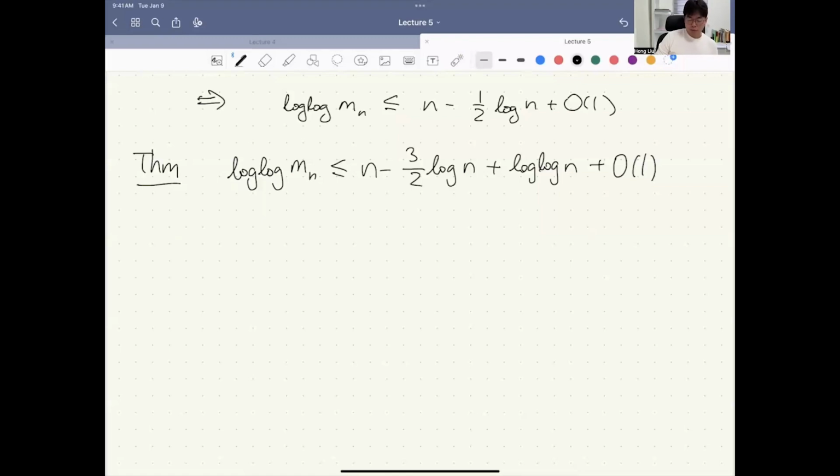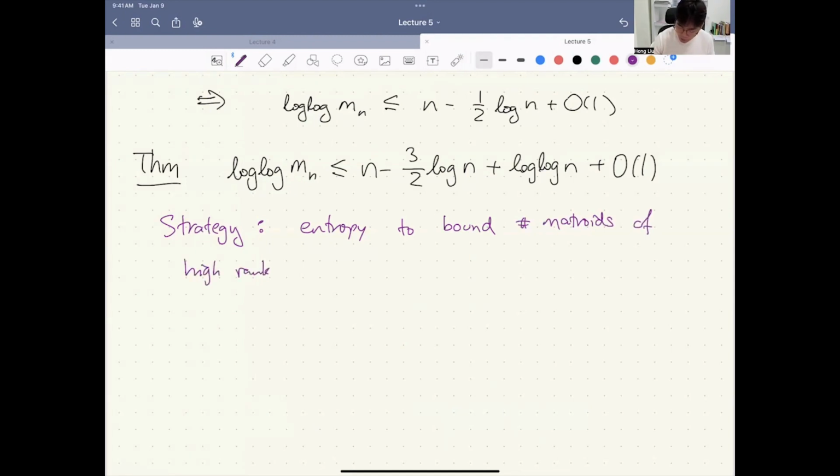So how are we going to do that? The strategy is to use entropy to bound the number of matroids of higher ranks by those of rank 2.